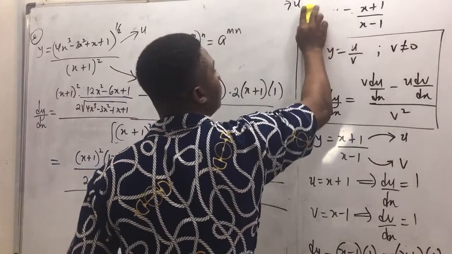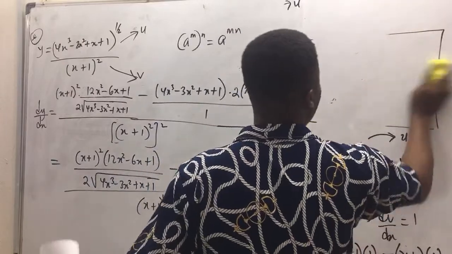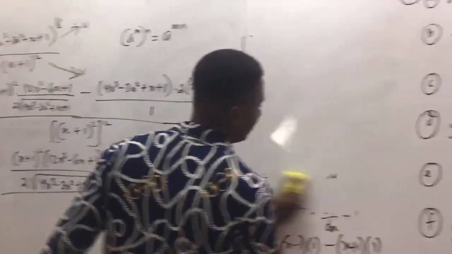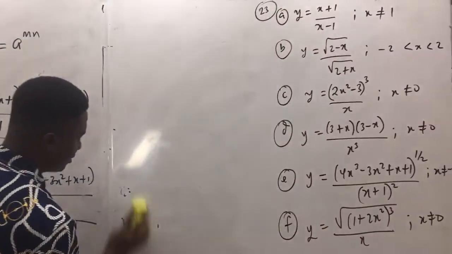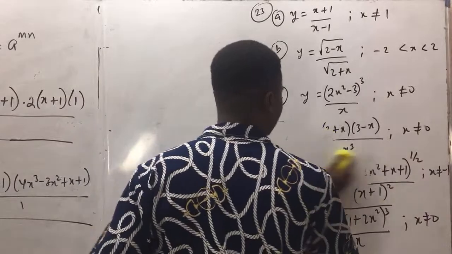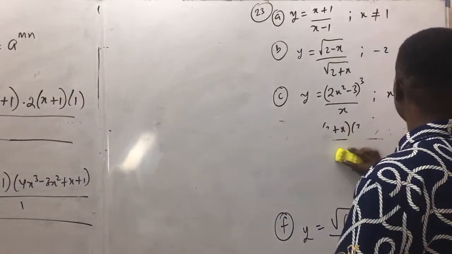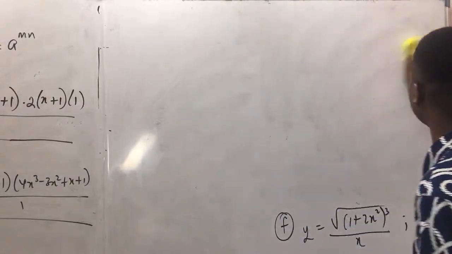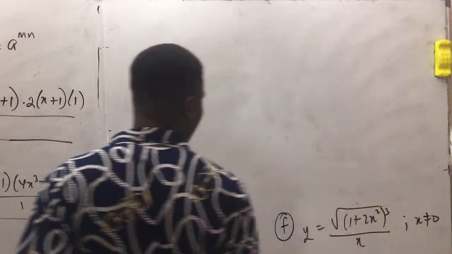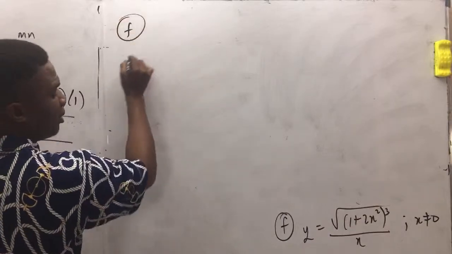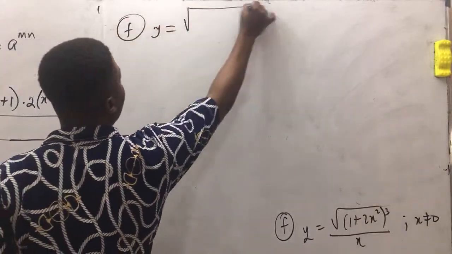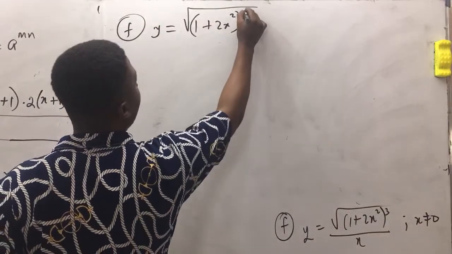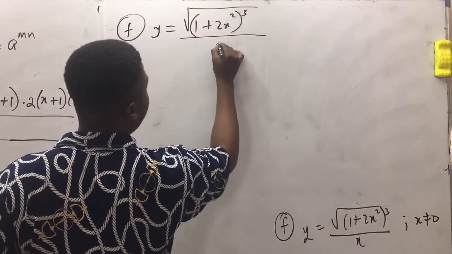Now let's go to the next and the final one, that is f, right? We're in f. So for f, let's see how we differentiate f, the final function here. So for f, we are told y equals square root of 1 plus 2x all squared raised to the power of 3 all over x.